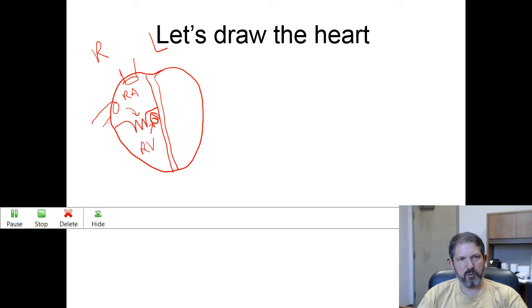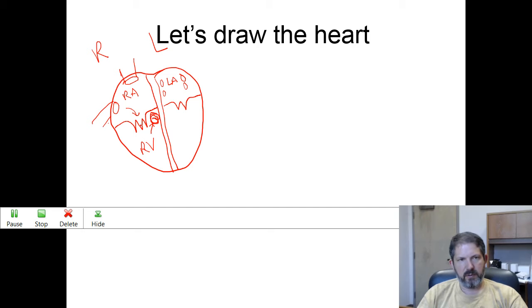Semilunar because it kind of looks moon-shaped. It goes through the pulmonary semilunar valve. It's on its way to the lungs. When it's coming back from the lungs, it's going to enter actually through 4 vessels into the left atrium. And on the left side, the valve between the atrium and the ventricle, the left atrioventricular valve, is called the mitral valve or the bicuspid valve.